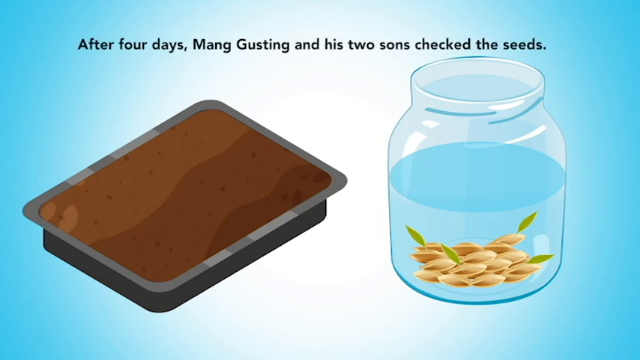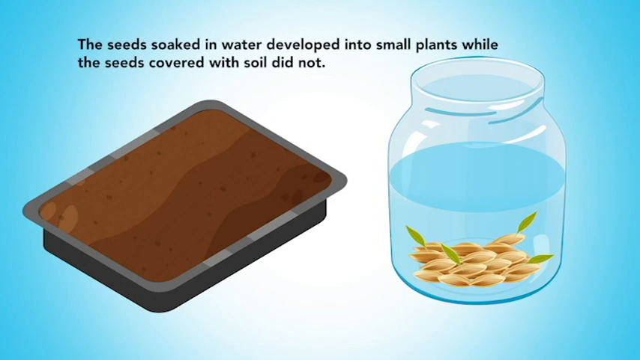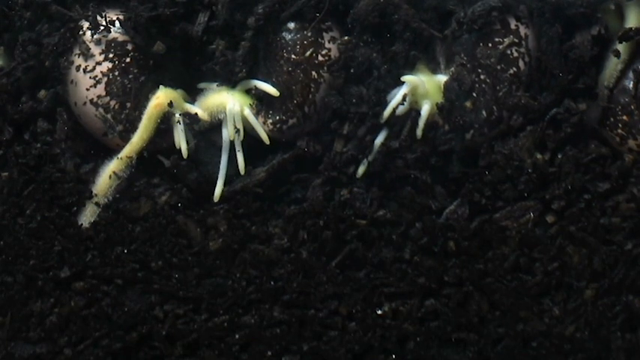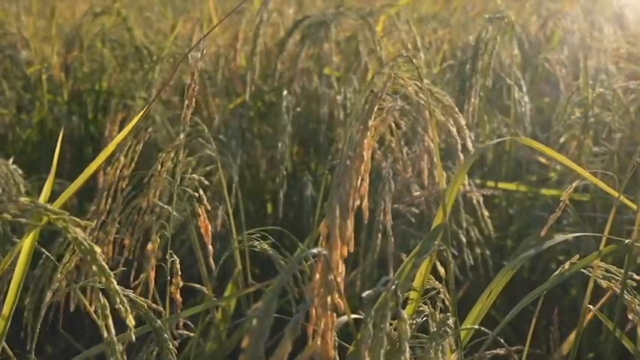After 4 days, Mangustin and his two sons checked the seeds. Mangustin discovered that moisture is needed by the rice seeds to germinate. The seeds soaked in water developed into small plants, while the seeds covered with soil did not. From Mr. Cruz, he learned the proper way to germinate rice seeds. He was correct. Moisture is needed for the seeds to germinate. He found out that heat is needed as well.